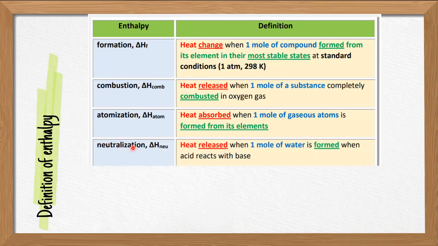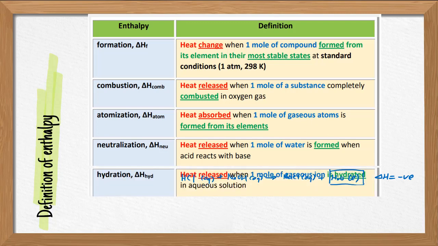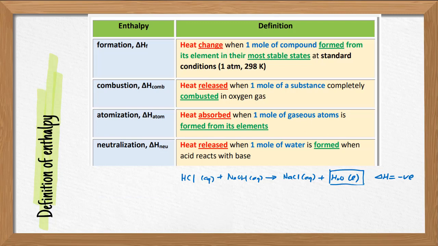Goes to enthalpy of neutralization. Enthalpy of neutralization refers to heat released, again a negative sign, when 1 mole of water is formed when acid reacts with base. So our focus is that 1 mole of water is formed. Let's say I give you the example, HCl reacts with sodium hydroxide to give you NaCl aqueous solution and H2O liquid, and the delta H equals a negative sign. In this case, for enthalpy of neutralization, we focus on the product water, and you need to make sure you have only 1 mole of this water. So you balance the rest of the species.